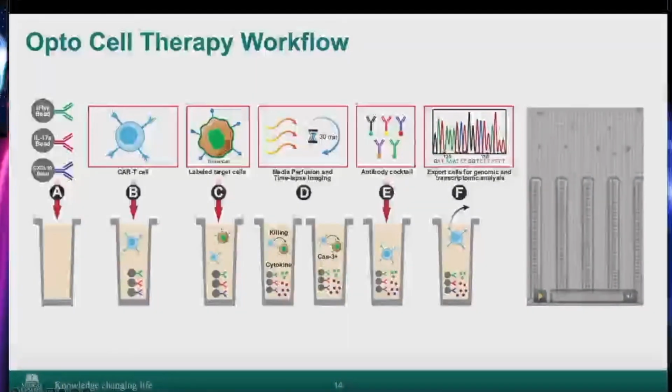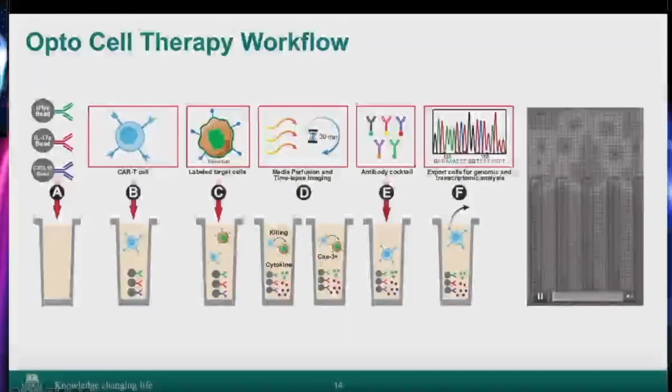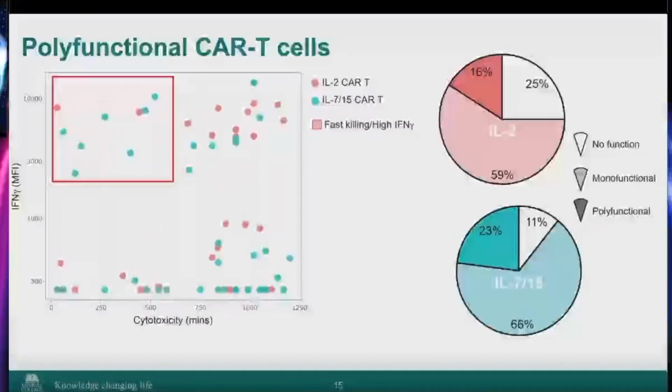And similarly, as I mentioned earlier, you can utilize these pens to select specific targets in the channels and then get single cells into each of the pens in order to characterize single CAR T cell function against single target cells. And what was interesting is when we looked at the different CAR T cells that were manufactured under IL-2 or under IL-7 and IL-15, we saw that they were very polyfunctional, meaning that they were able to kill and they were also producing multiple cytokines.